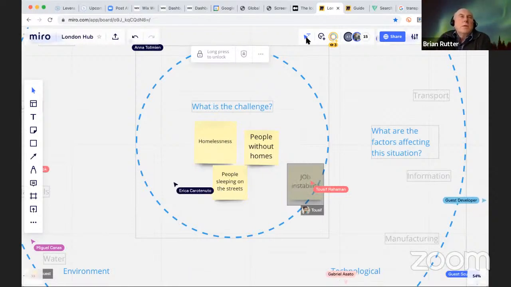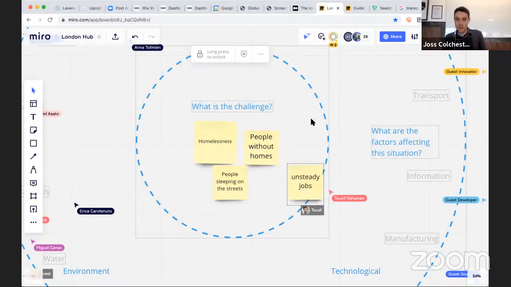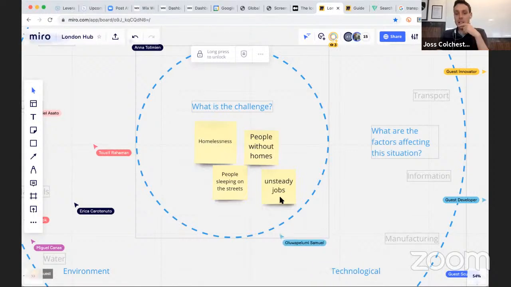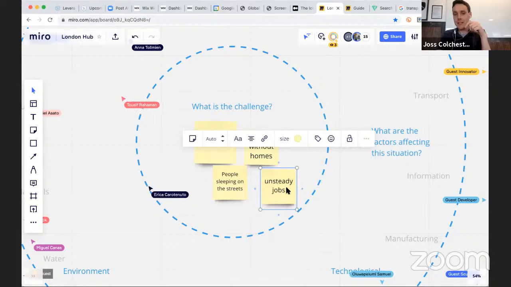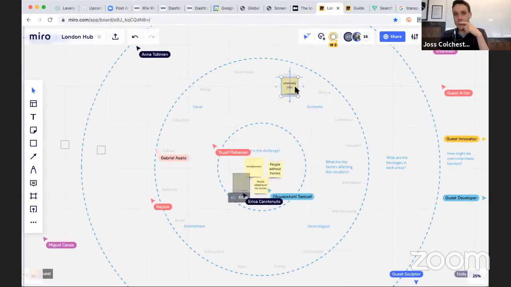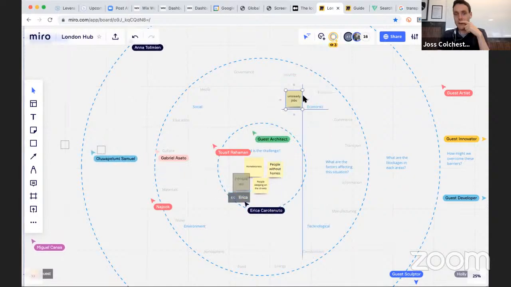Josh, yep. Isn't it the right of every human being to have somewhere safe to sleep? Yeah, not bad. Do you want to post that up, Brian? You see, unsteady jobs is not the problem, is not the issue here. That's a factor, isn't it, right? So actually that's going to go out here somewhere. I'm not sure, we'll talk about that afterwards, right?